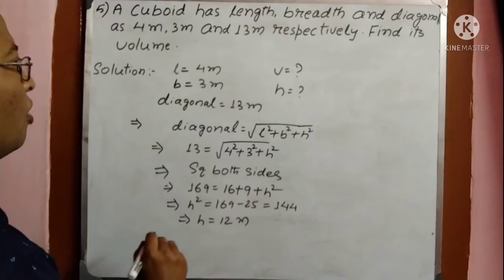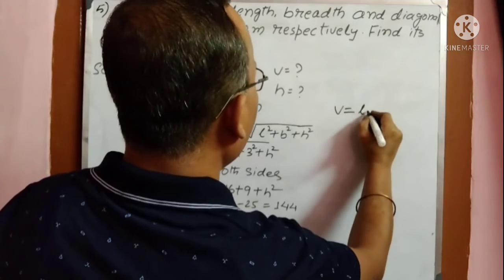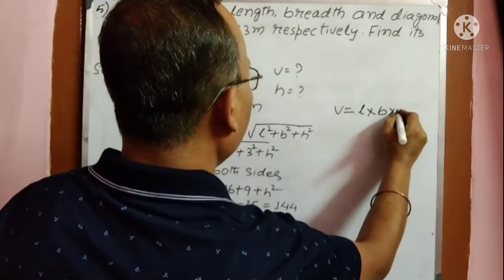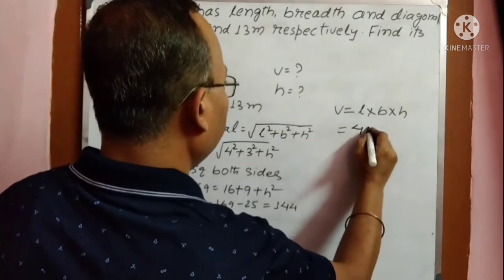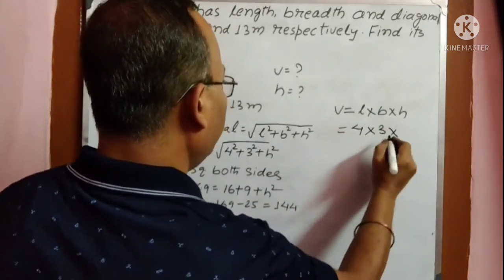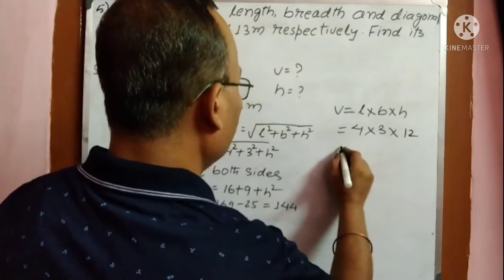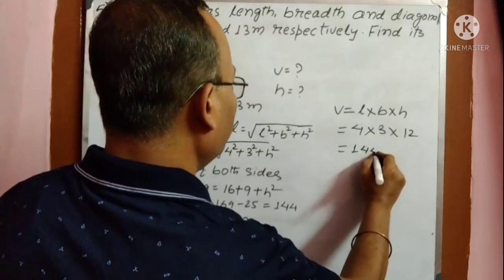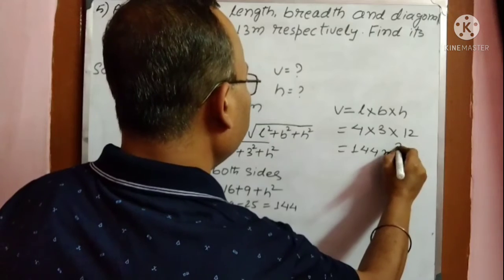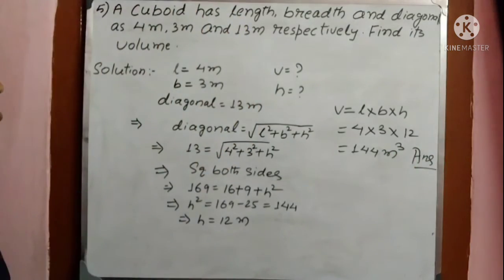So we need to find out volume. So volume is equal to length into breadth into height. So length is 4, breadth is 3, and height is 12. So it is 12 into 12, 144 meter cube. So this is your answer. So volume is 144 meter cube.